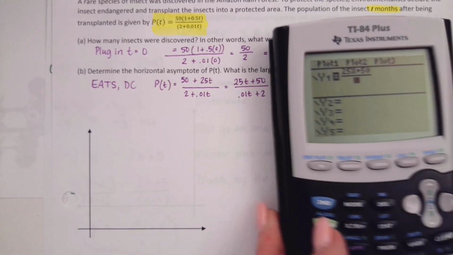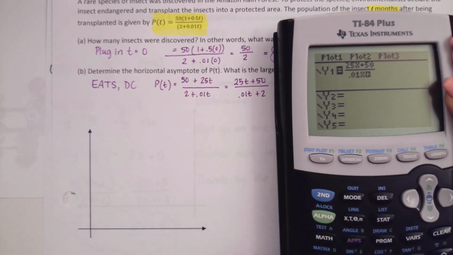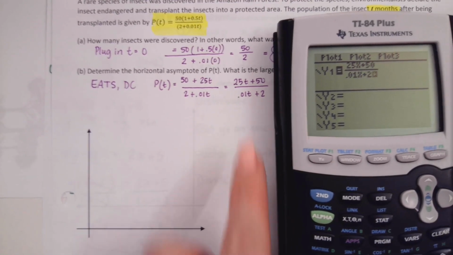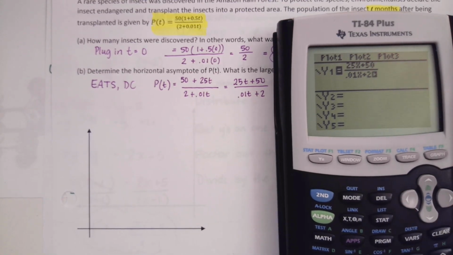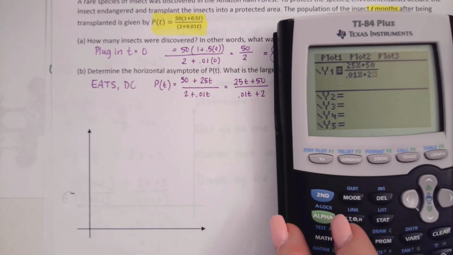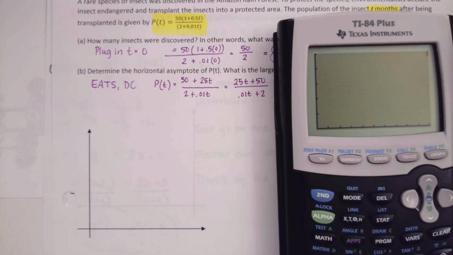On the denominator, I'll have 0.01t plus 2. I'm just typing in the one that's been FOILed out. And again, when we graph this, it's not going to look good because we have the old window. With a horizontal asymptote of 2,500, we are probably going to have to adjust our window. So I'm going to go to graph, see how bad it is. Yeah, it doesn't even show.